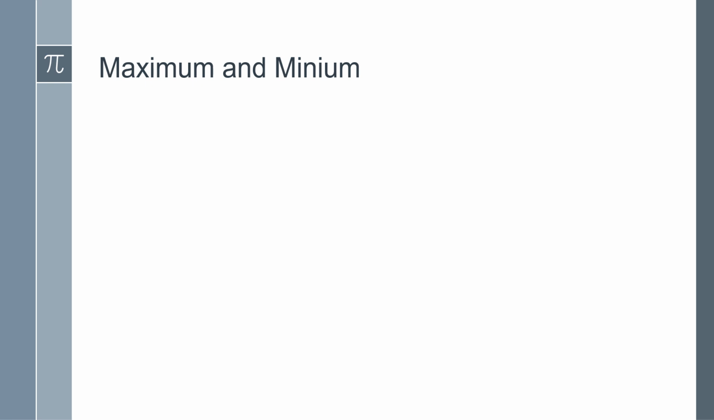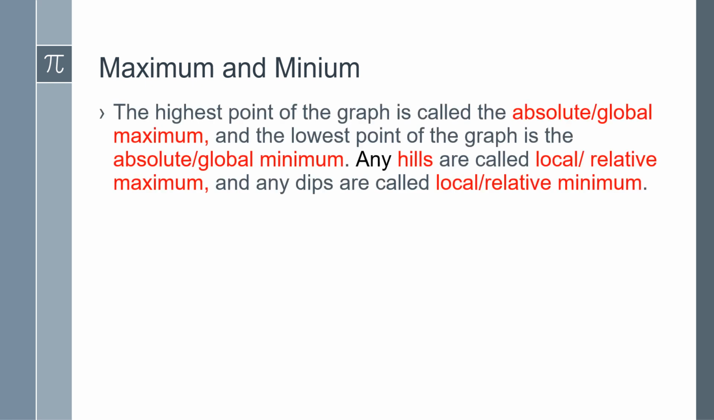All right, max and min. The highest point on the graph is called the absolute global maximum, and the lowest point on the graph is called the absolute global minimum. Any hills are called local or relative maximum, and any dips are called local or relative minimum.